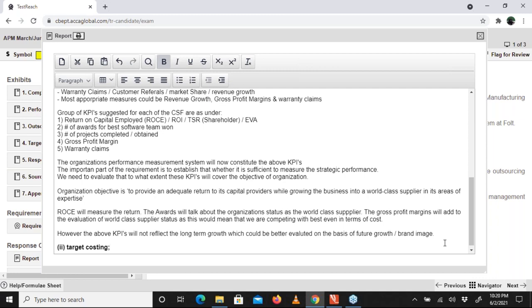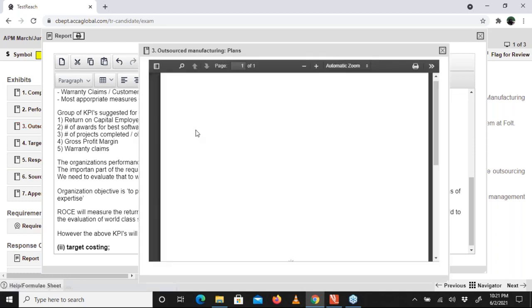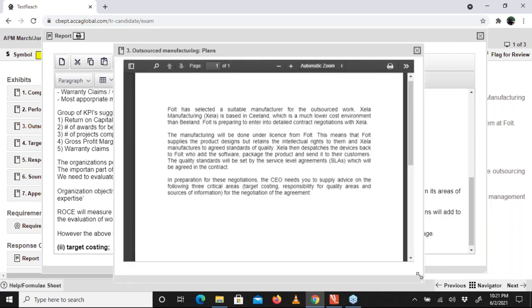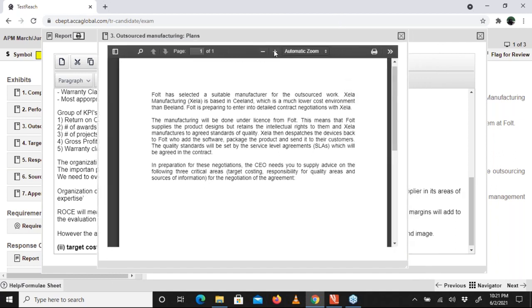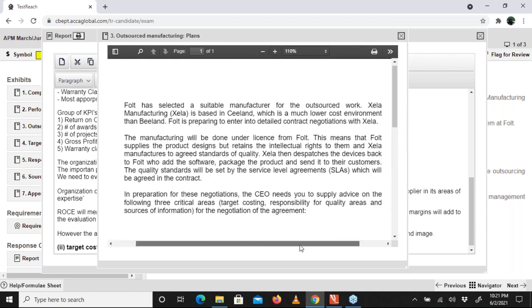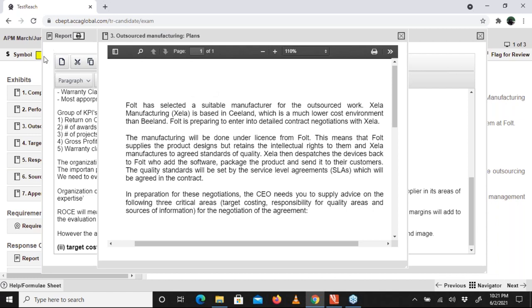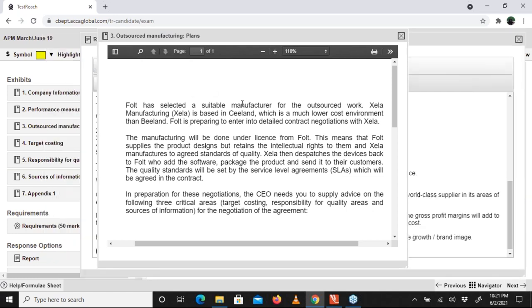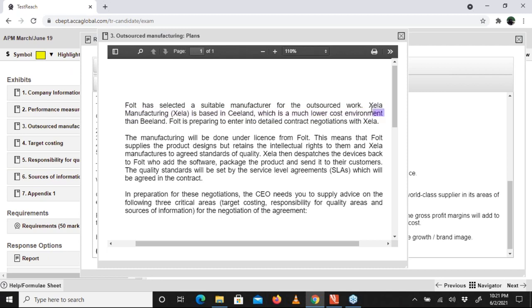Now, there's something about outsourcing. Let's just read what he is saying. The examiner is saying Fold has selected a suitable manufacturer for the outsourced work. Zella Manufacturing is based in Sealand, which is a much lower cost environment. So they are thinking of outsourcing and they've selected Zella Manufacturing. Fold is preparing to enter into the detailed contract negotiation with Zella.